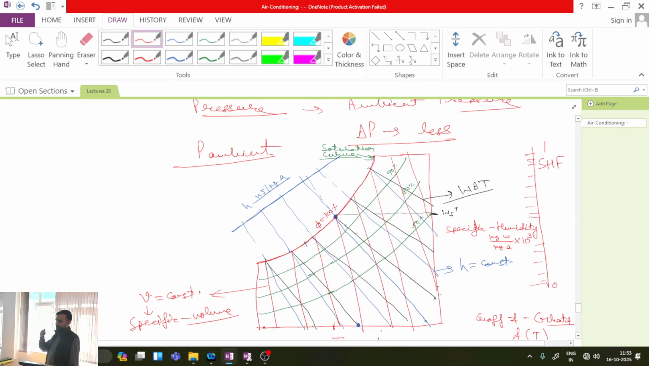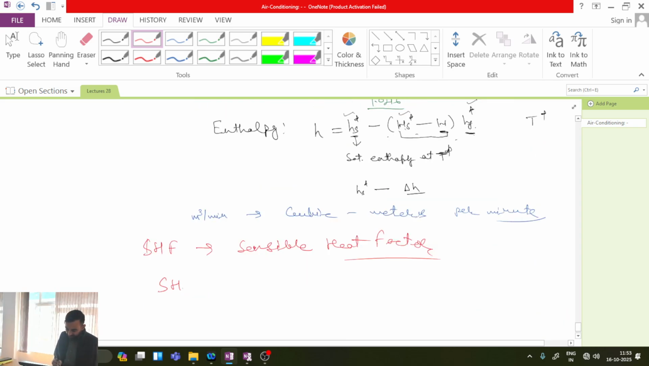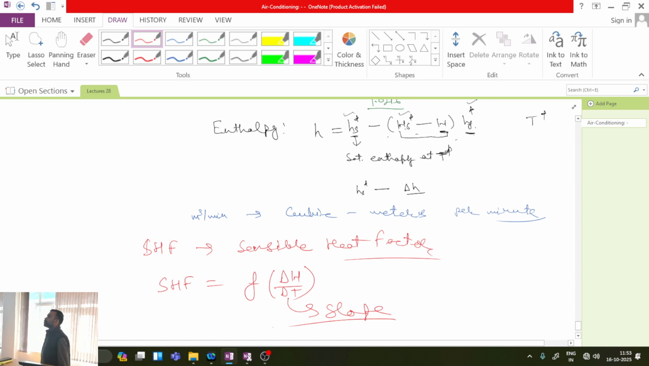What is sensible heat factor? We will be discussing that in the next lecture with the help of a process. But before that, you have to understand that this sensible heat factor is nothing but a function of delta W by delta T. What is delta W by delta T? Delta W is the Y change divided by delta T, the X change, so it is nothing but slope. So sensible heat factor is a function of slope.